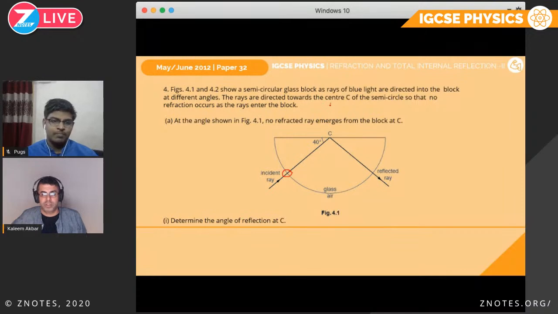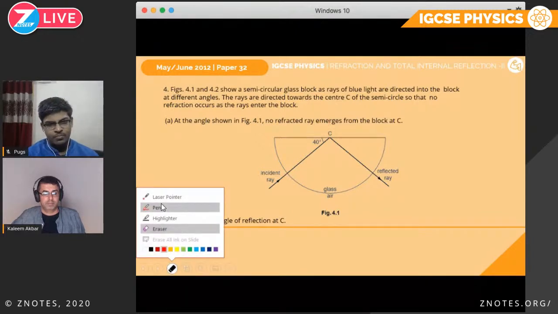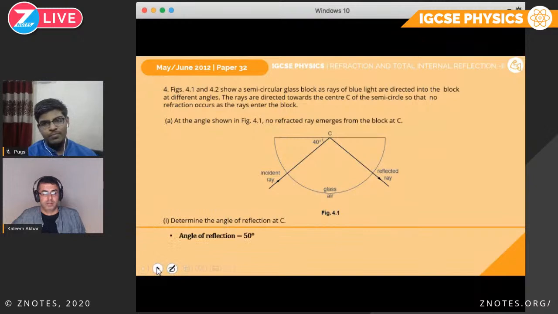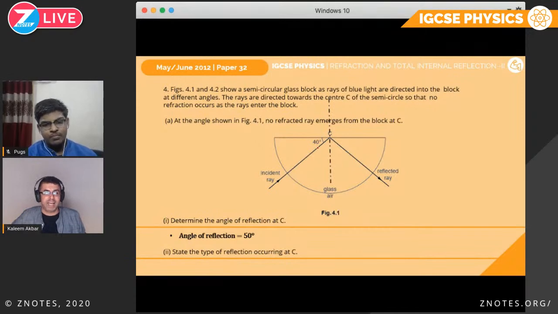Well, what you need to do is draw yourself a normal. In fact, I'm sure there was one already drawn. So let me just erase. So the angle of reflection is 50 degrees. Now let me just show you that normal. So there's the normal right there. Why is the angle 50? Because if that's 40, all of this is 90. So the critical angle itself is 50, which means that's also 50.